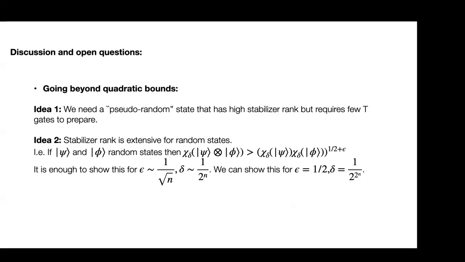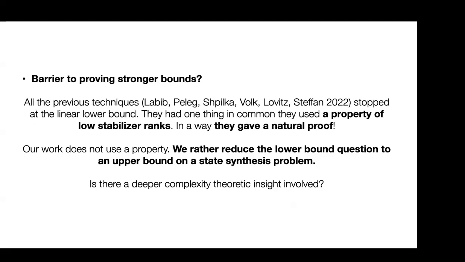And the second idea is that if you have two random states and take their tensor product, then the stabilizer rank of the tensor product is slightly more than that of each of them. For very modest parameters such as exponentially small delta and so on, we actually get all the way to exponential lower bounds if all the details work out. Of course there are many details to consider. We can show this for doubly exponentially small delta, with epsilon being as large as 1, but going to 1 over 2 to the n delta is a big step.